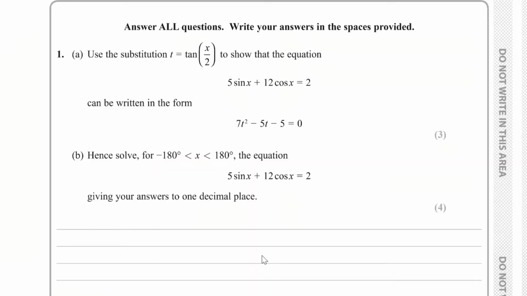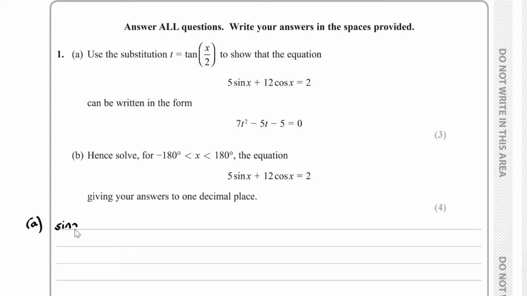Okay, so for question number 1, we have to use the substitution t equals tan of x upon 2 to show that the equation 5 sin x plus 12 cos x equals 2 can be written in the form 7t squared minus 5t minus 5 equals 0. Now, the first thing that I would recommend for part A is writing out sin x, cos x and tan x all in terms of t. You should be familiar with the results.